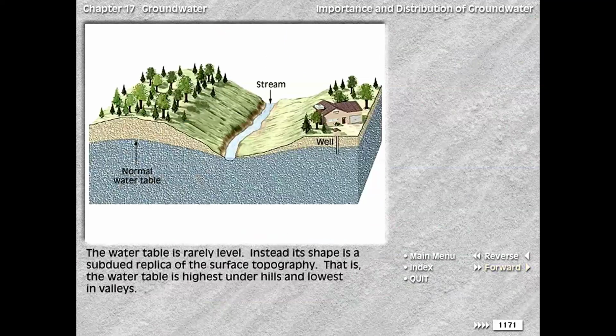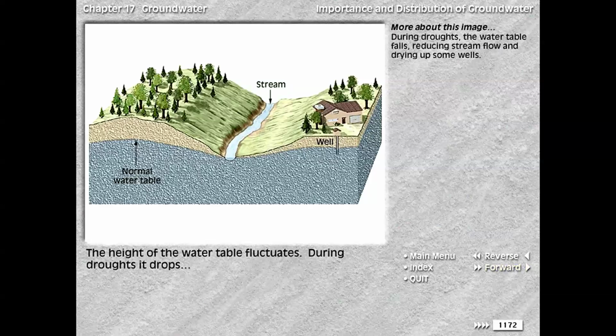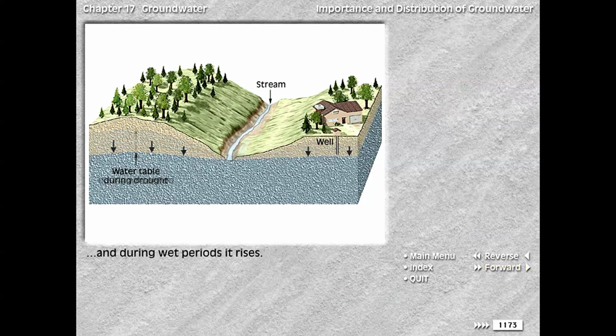The water table is rarely level. Instead, its shape is a subdued replica of the surface topography. That is, the water table is highest under hills and lowest in valleys. The height of the water table fluctuates. During droughts, it drops. And during wet periods, it rises.